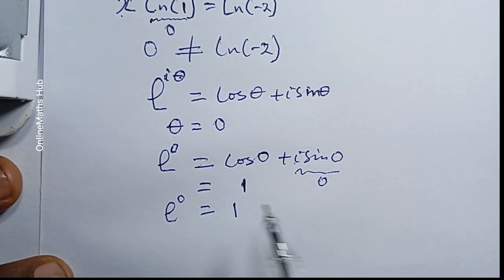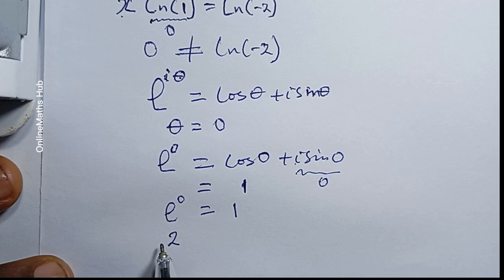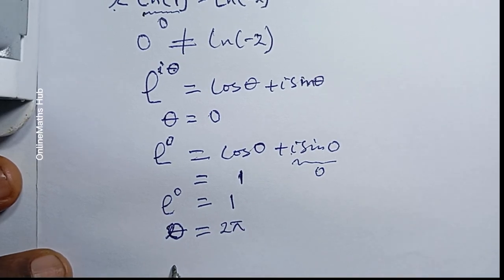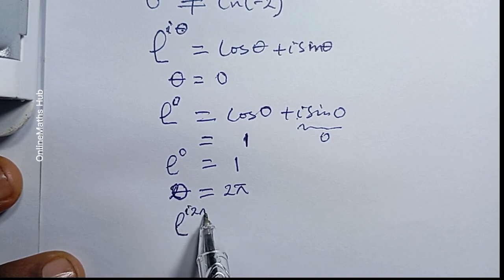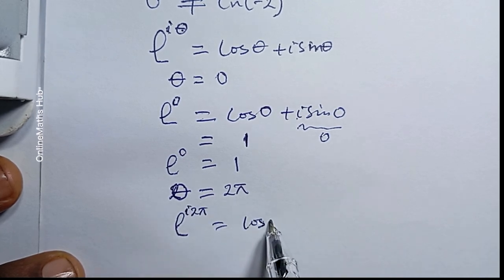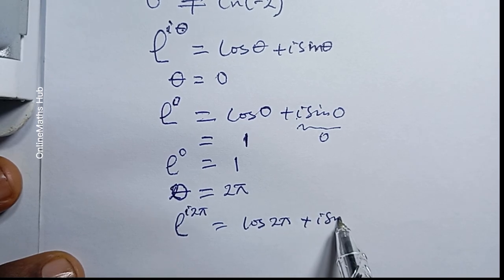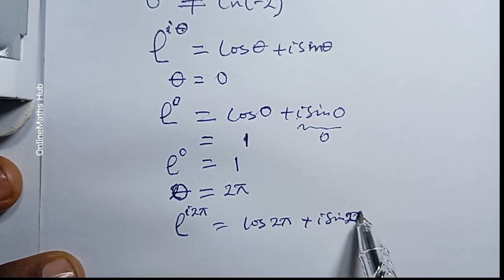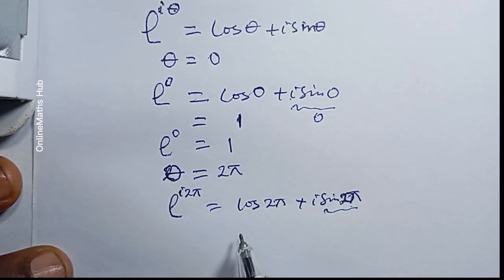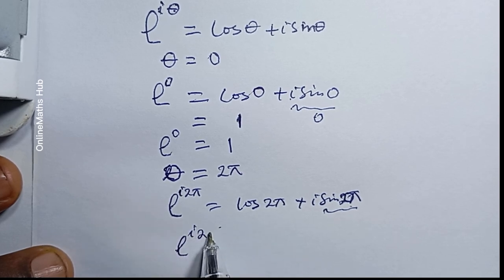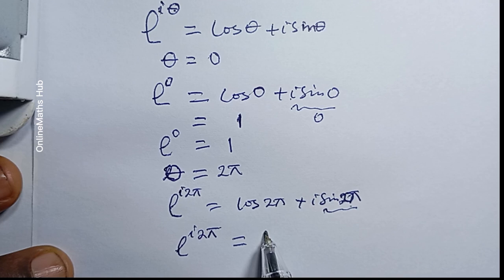You can also check the value of this exponential equation when theta is equal to 2 pi, and you will discover that it still gives you 1. So we have exponential i 2 pi equal to cos 2 pi plus i sine 2 pi. Sine 2 pi is equal to 0, so the whole of this part turns to 0, and cos 2 pi is also equal to 1. So you see that exponential i 2 pi is equal to 1.